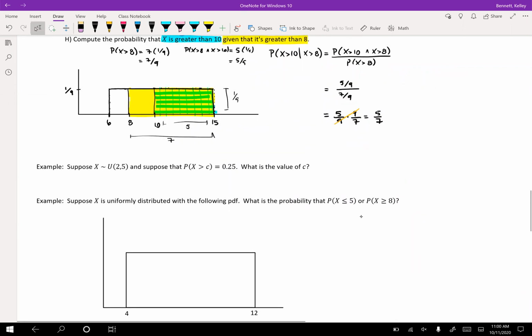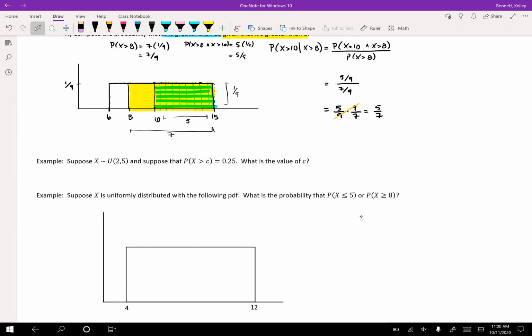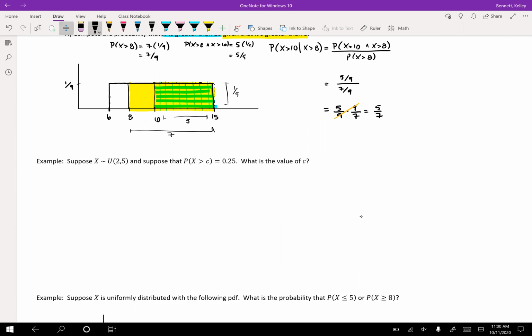All right, so now we kind of have a trickier question. We're given that x follows a uniform distribution on 2 to 5, and we know that the probability of x being greater than some value c is equal to 0.25, and we want to know what c is. So let's graph this out really quick.